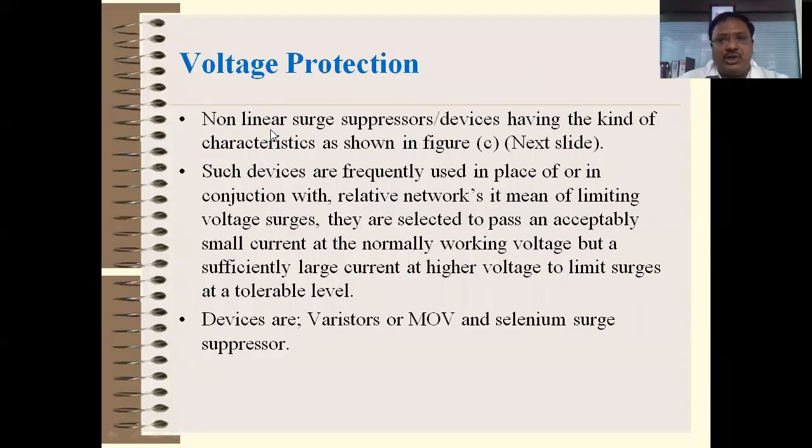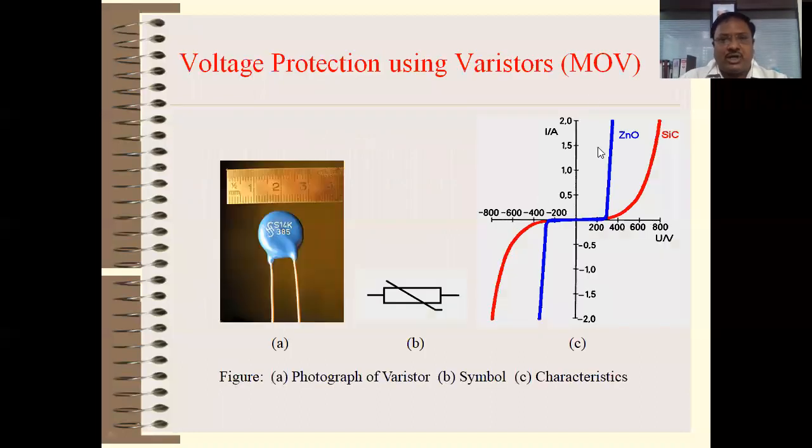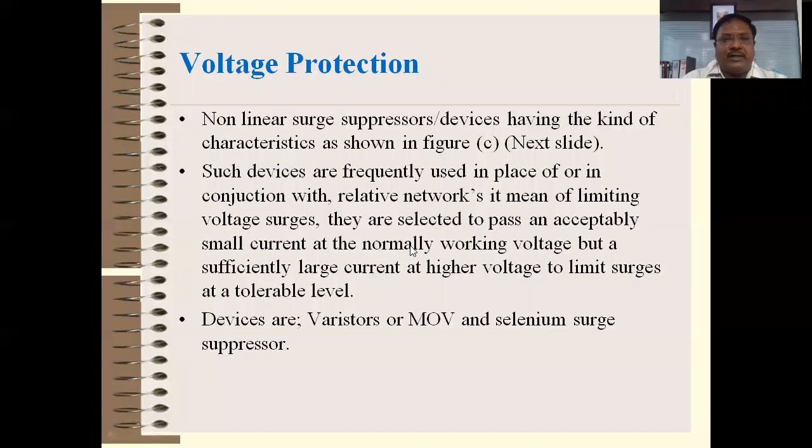Then voltage protection by using some special devices. Okay, as everyone knows the Zener diode, right? If we connect a Zener diode in reverse bias condition, it acts as a voltage regulator. Everyone knows because everyone might have learned the Zener diode in first year as well as in second year. Similarly, there are some non-linear surge suppressors, devices which may help to protect the power devices from any high voltage transients.